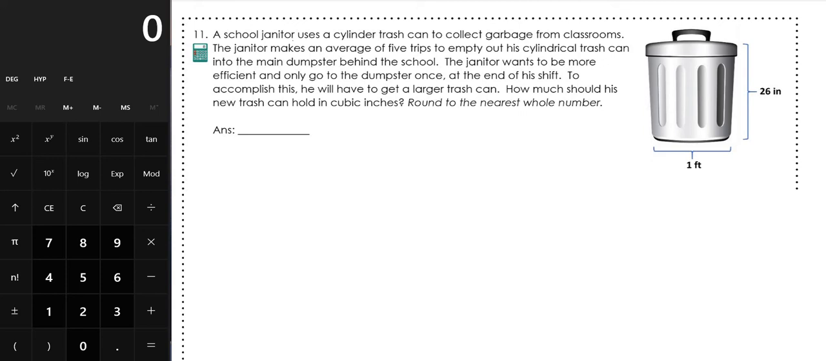Page 3, number 11. Remember to read it first and then come back. This is a calculator question. A school janitor uses a cylinder trash can to collect garbage from classrooms. Okay, the only part there that's important is the fact they tell you it's a cylinder. The rest of it you can just ignore.